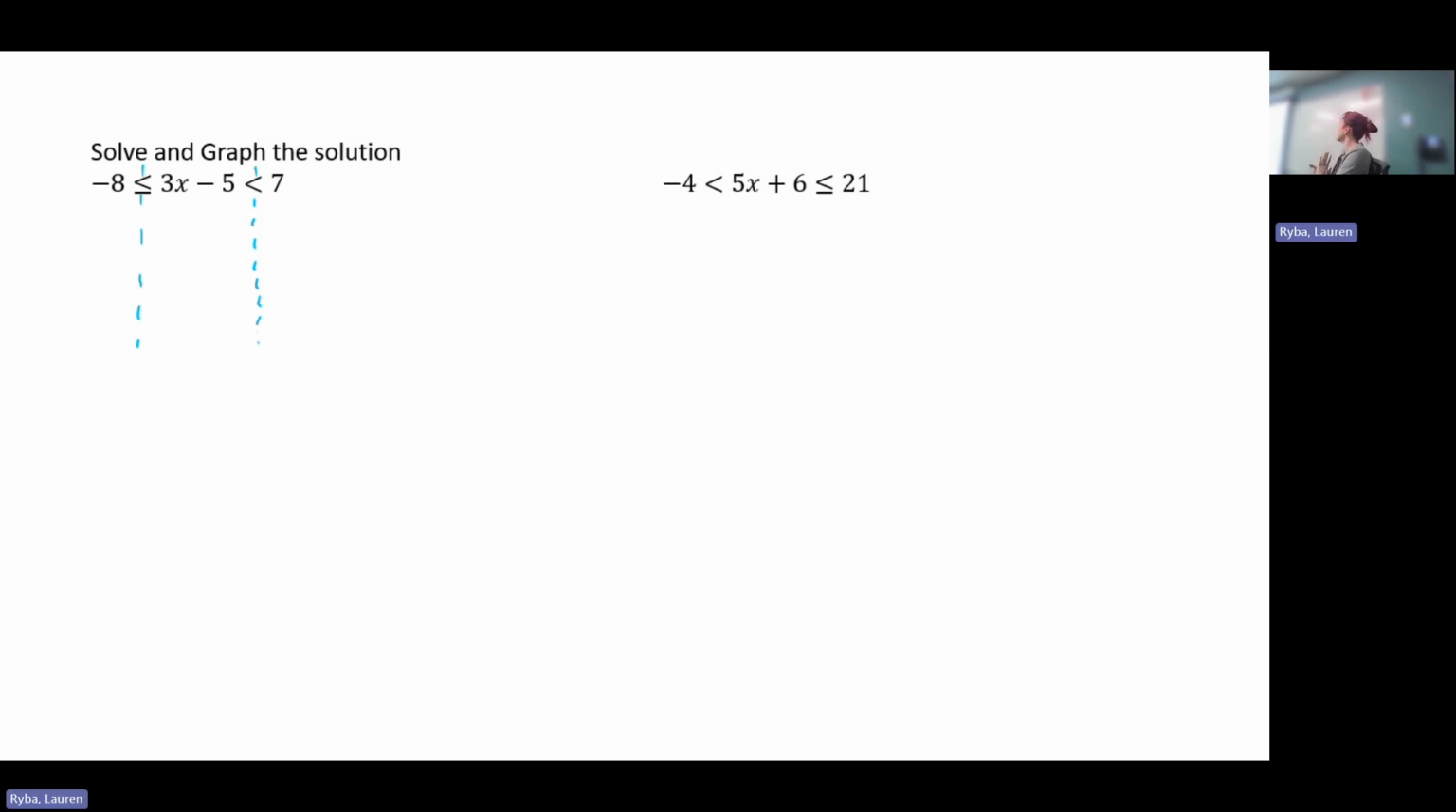So we're going to work with the middle to solve for x. So it says 3x minus 5. So the first thing we're going to do then is add 5 to both sides.